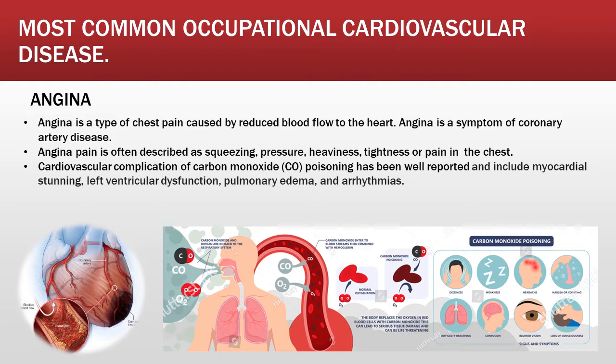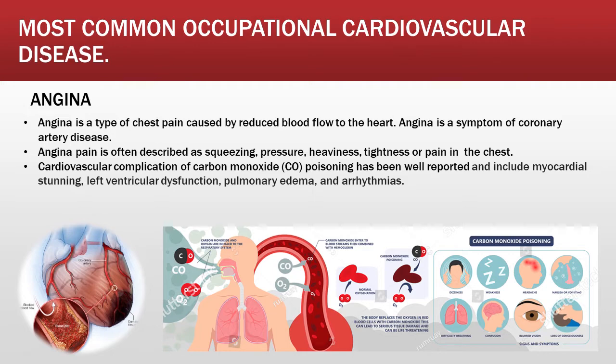Angina is a type of chest pain caused by reduced blood flow to the heart. Angina is a symptom of coronary artery disease. Angina pain is often described as squeezing, pressure, heaviness, tightness, or pain in the chest. Cardiovascular complications of carbon monoxide poisoning have been well reported and include myocardial stunning, left ventricular systolic dysfunction, pulmonary edema, and arrhythmias.